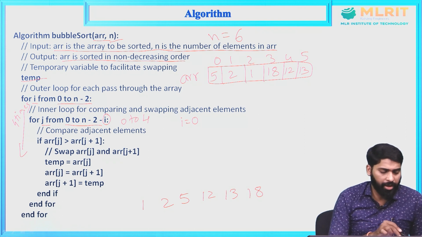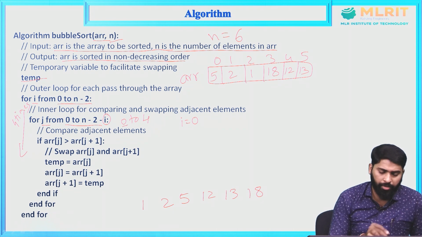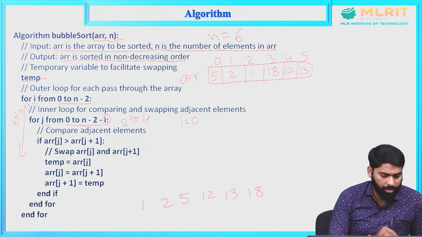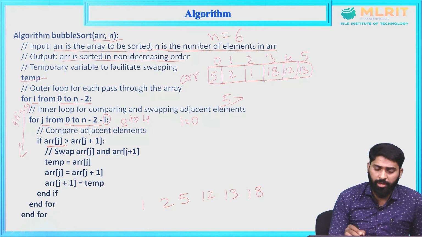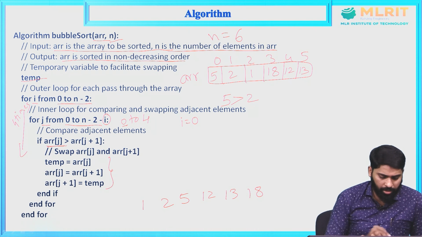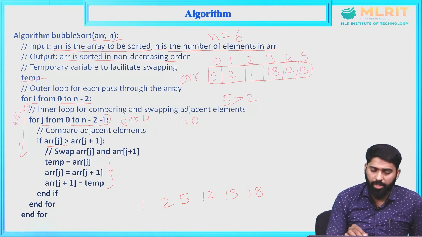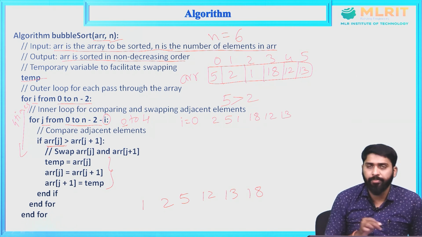Now what is the i value? 0. So j starts from 0, 0 to 4. Here we compare adjacent elements. So arr of j, what is arr of j? 5, greater than arr of j plus 1, that is 2. 5 greater than 2, it is true. So swap. These 3 instructions are for swap. If we swap, it becomes 2, 5, 1, 18, 12, 13.